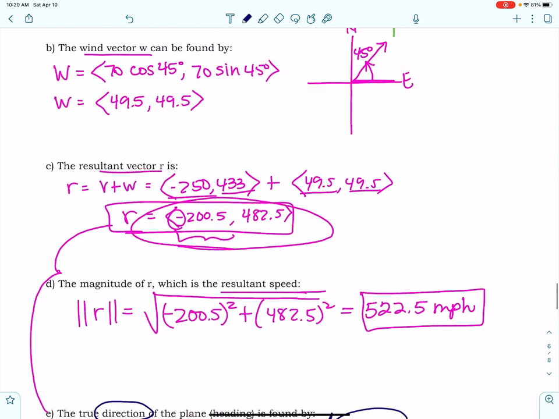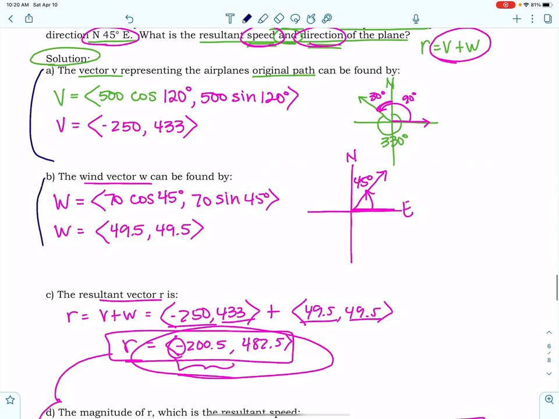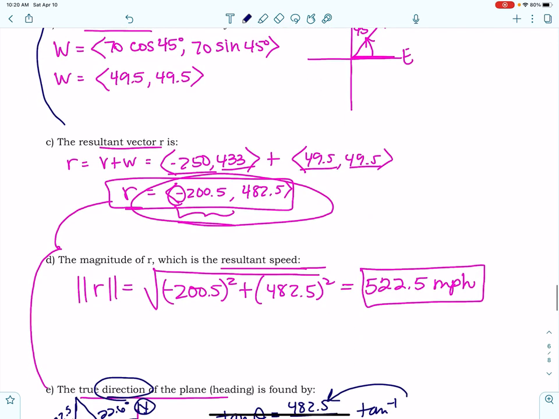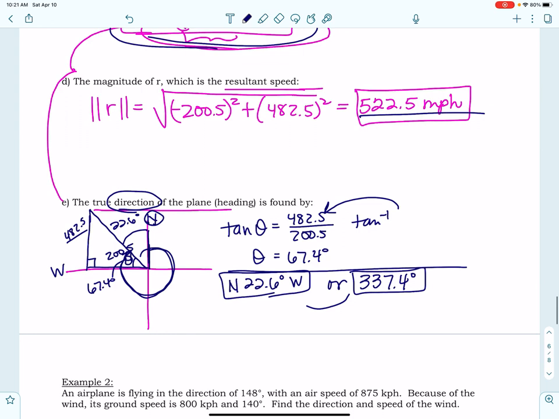So notice that in this problem, we have to do a lot of stuff. We have to find the vector velocity for our original vector and our force vector, and then we have to use the mathematical relationship of these three vectors to find the resultant one. Then we use that to find the speed and the direction. Easy peasy lemon squeezy.